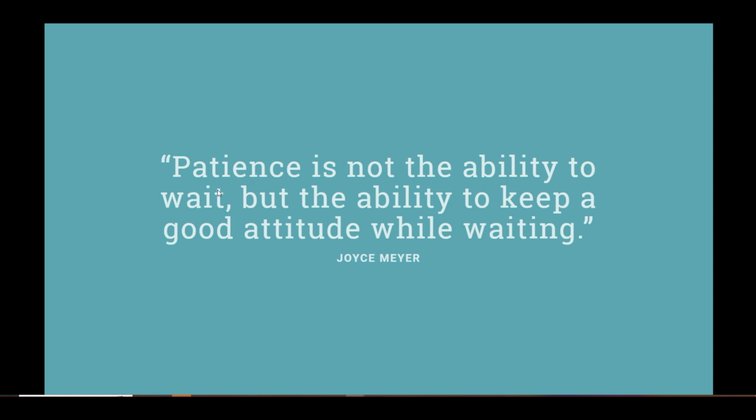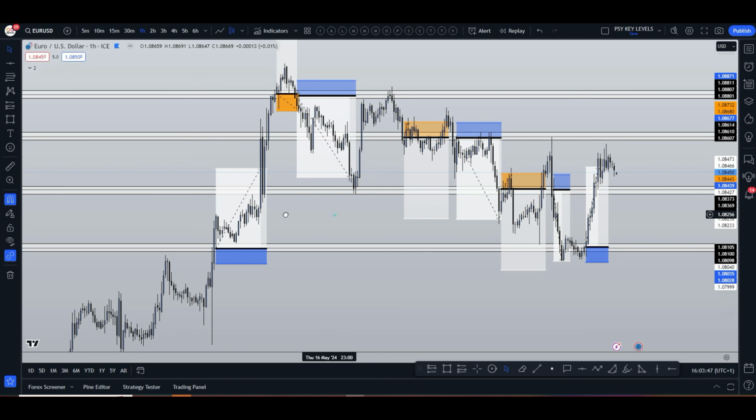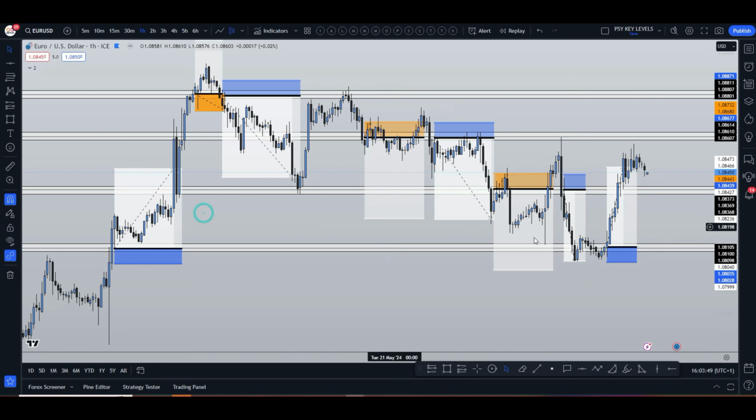But coming back, guys, patience is one thing that you need in trading. If you don't have patience, no strategy is going to work. But without wasting time, let's get into this.